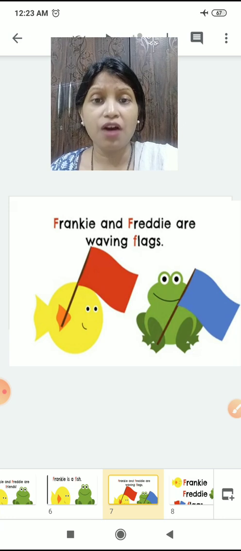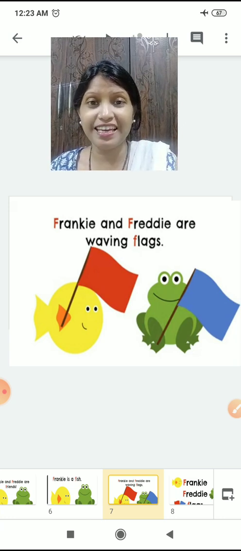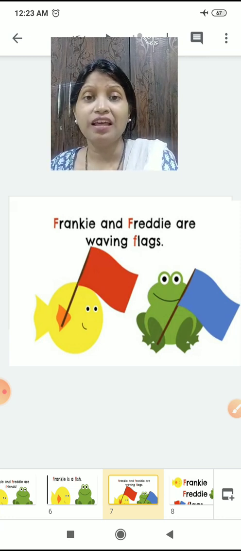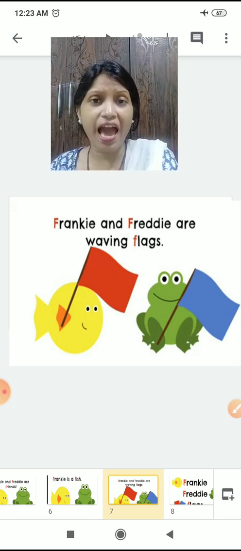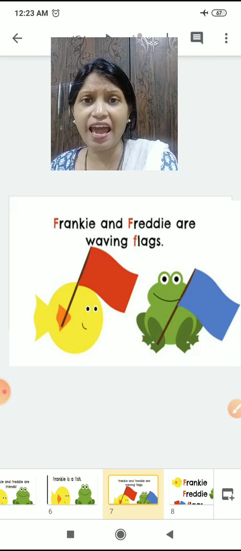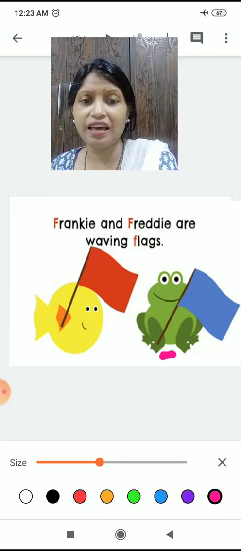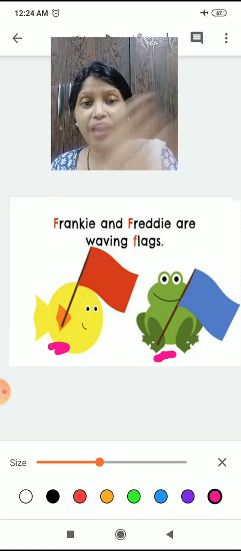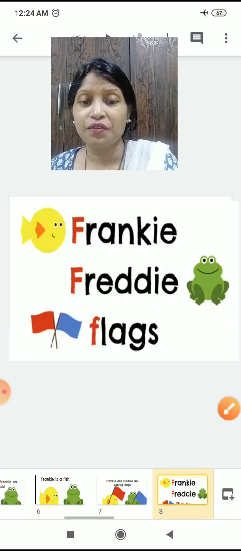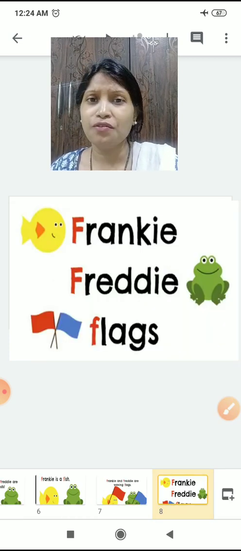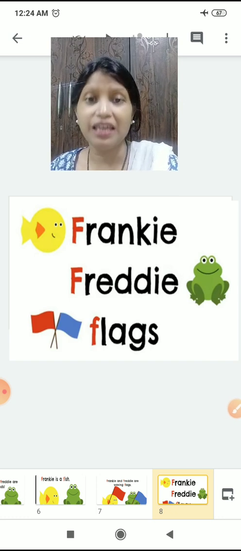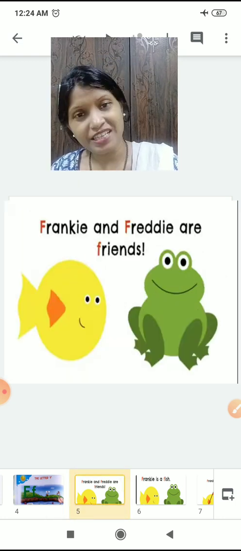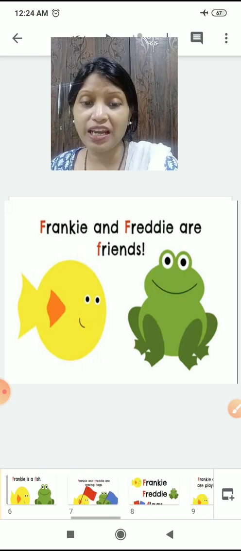Frankie and Freddy are waving flags. What are they doing? They are waving the flags. See the flags in their hands. So, Frankie and Freddy are waving flags. Frankie, Freddy, flags. Frankie, Freddy, flags. Frankie and Freddy are friends. Frankie and Freddy are friends.